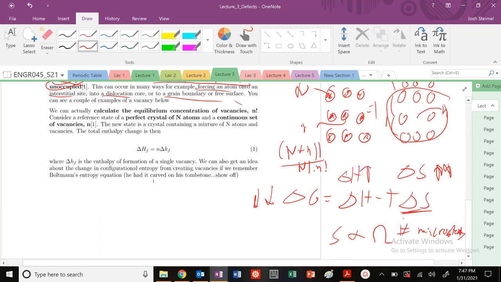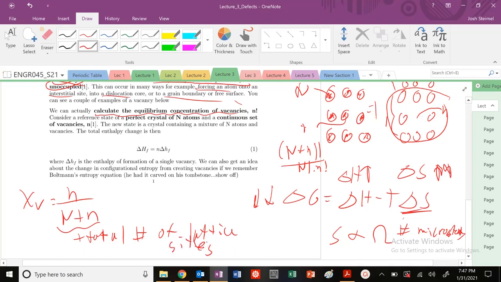So we can calculate this equilibrium concentration of vacancies, which is just going to be the number of vacancies n divided by the total number of sites, where capital N is the number of atoms in a perfect crystal.